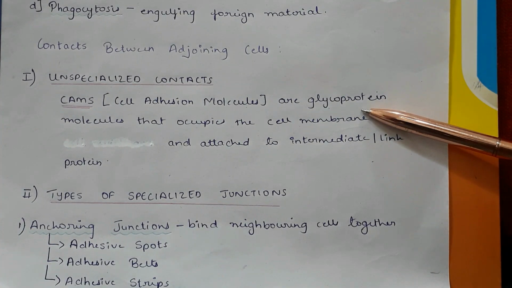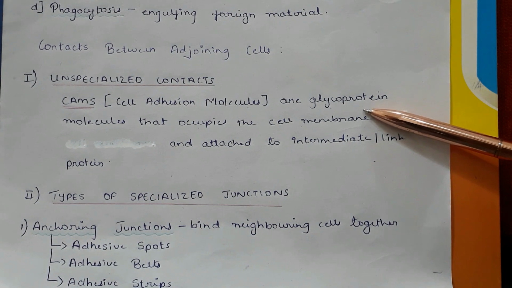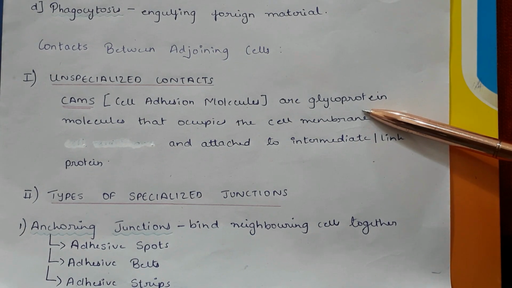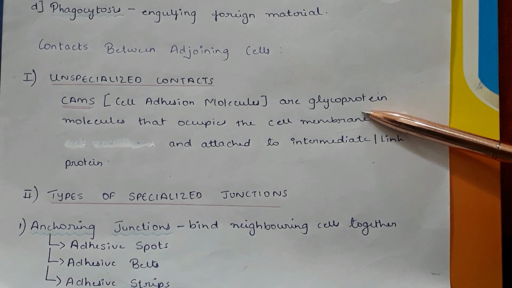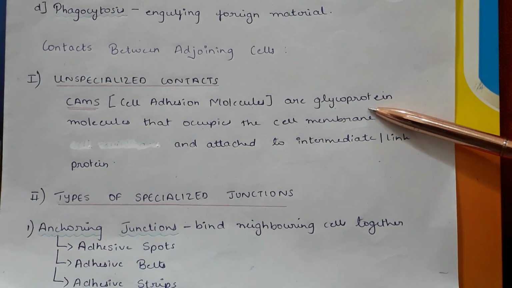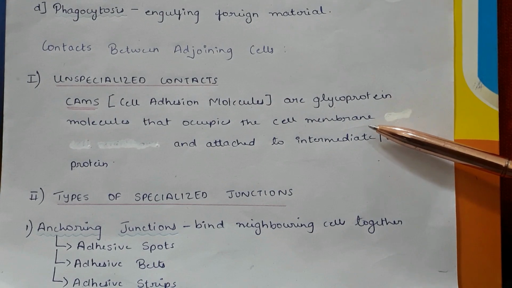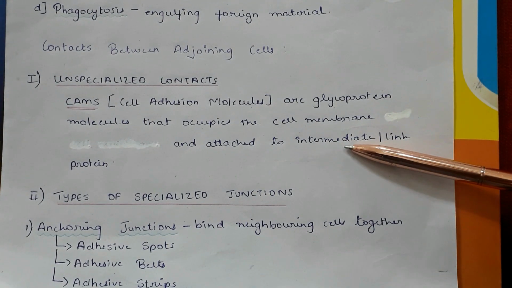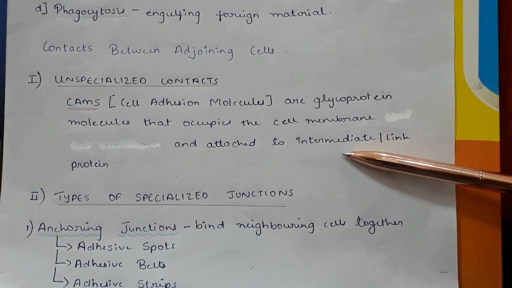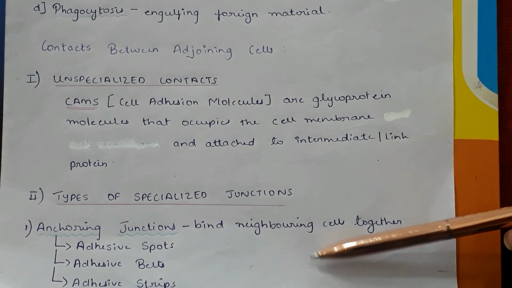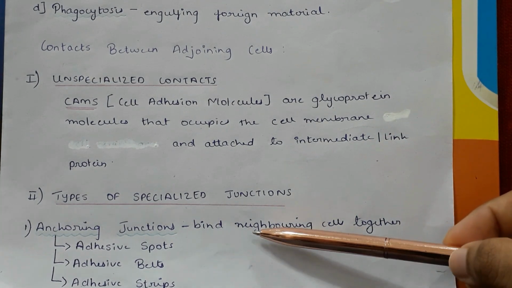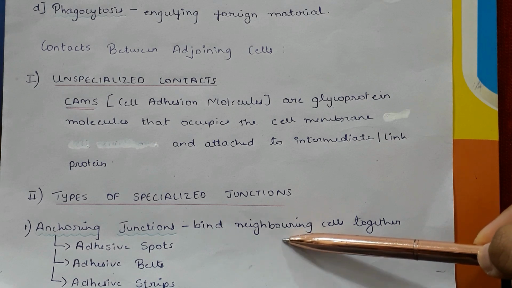Contacts between adjoining cells. Unspecialized contacts. Under this we have CAMs, which is cell adhesion molecules. These are glycoprotein molecules that occupy the cell membrane and are attached to the intermediate or the link proteins. Types of specialized junctions. The first one is anchoring junctions. They bind the neighboring cells together.